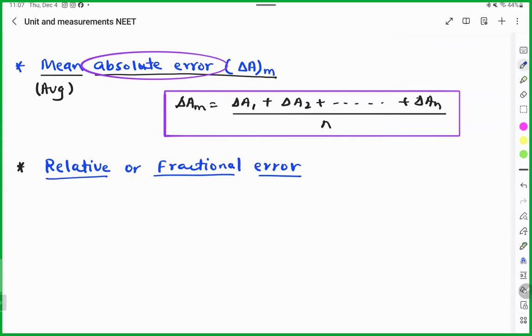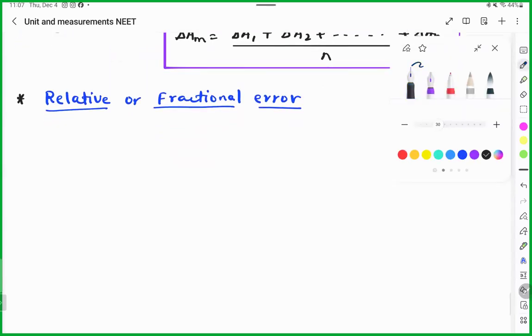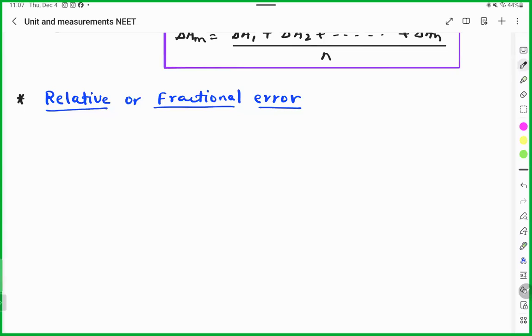What is the relative change in the volume? Because this is what we did in case of thermal property of matter. Varinder, what is the relative error? So here, whatever is your mean absolute error, you divide with the original value.